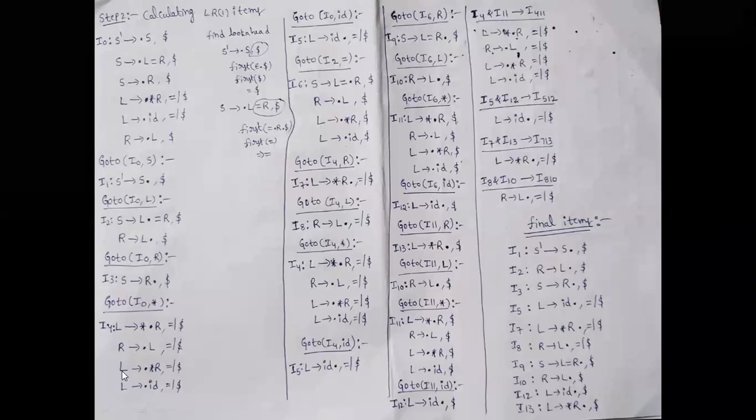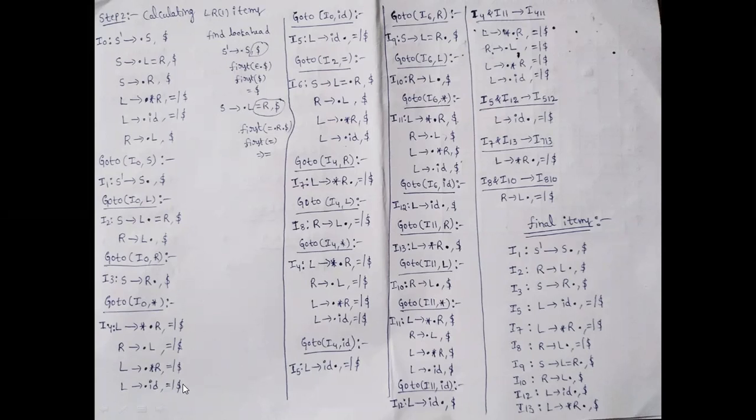Okay, then here I4 comma star is completed. Then we are applying the go to of ID. So I4 comma ID, so L produces ID dot. Why? Because we are applying go to, the dot is moving one position to the right. So I5 is here, and equal to R dollar is the lookahead symbol already existing in the state. L produces ID dot, so equal to R dollar. So we are naming the same state name. So we are applying go to on I4, I4 is completed. Then we are applying the go to the next state.